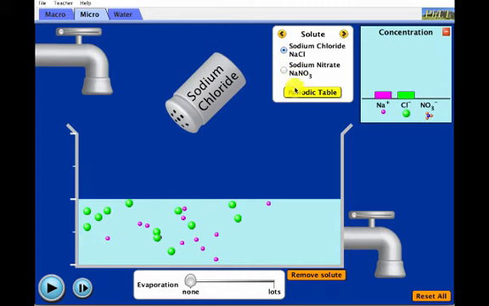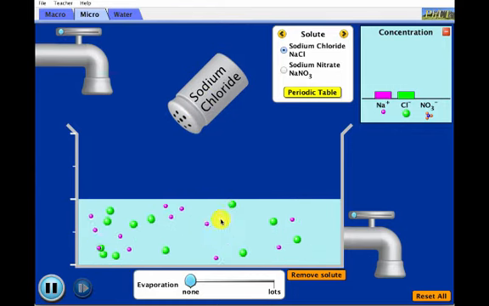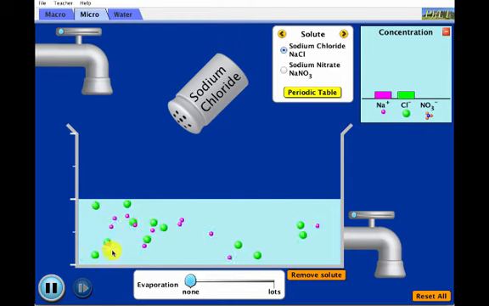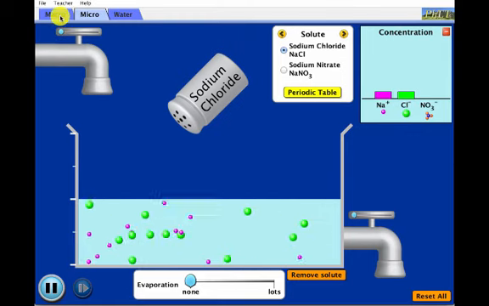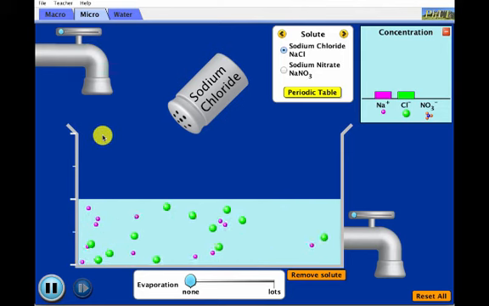All ionic compounds do this when we dissolve them into water. It's referred to as dissociation. So we have to keep in mind when we are dealing with ionic compounds that we have not only the dissolving process, but we get that process of dissociation. All right, so let's go back to the notes.